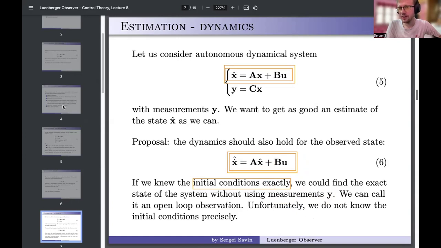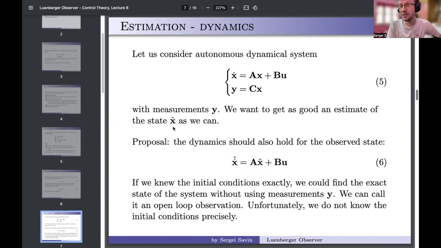We don't know initial conditions exactly, and there are other reasons why this wouldn't be a good idea. But for now, let's just say that initial conditions we don't know. Okay. We can call it open loop observation. Why open loop? Well, because we don't have any corrective term here. Basically, we say, okay, we start from some initial value, and then we just go on and on somewhere. There is no corrective, right? We don't use the feedback information from the actual model. So we call it open loop. All right. So this is not going to work very well, but the idea is attractive. It looks correct somehow.